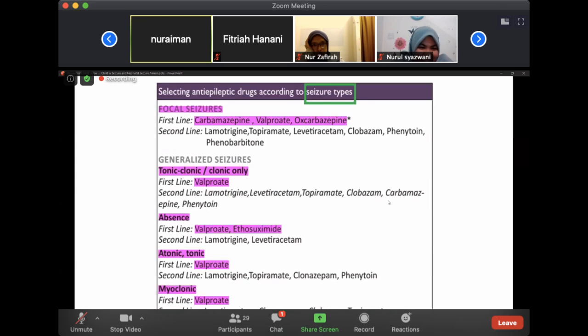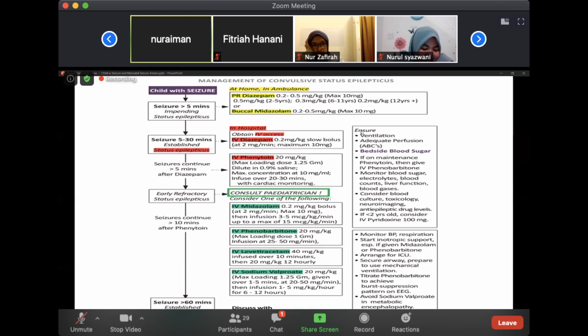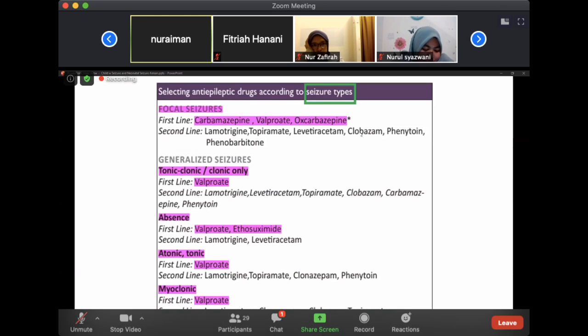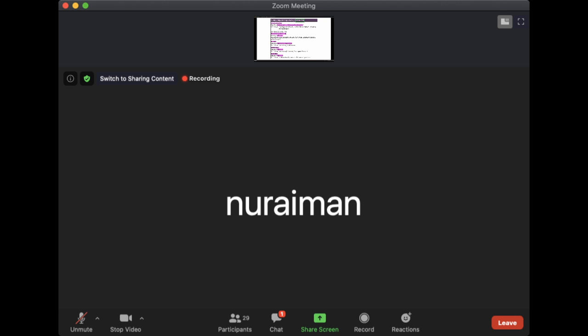Okay, that's for status epilepticus, which is an emergency. Then these are the management according to seizure type and the type of medication that can be given. For focal seizure, usually the first line medication is carbamazepine, and then proceed to valproate or oxcarbazepine. Do know that for giving anti-epileptic drugs, it is best to do it monotherapeutically and then optimize the dosage.